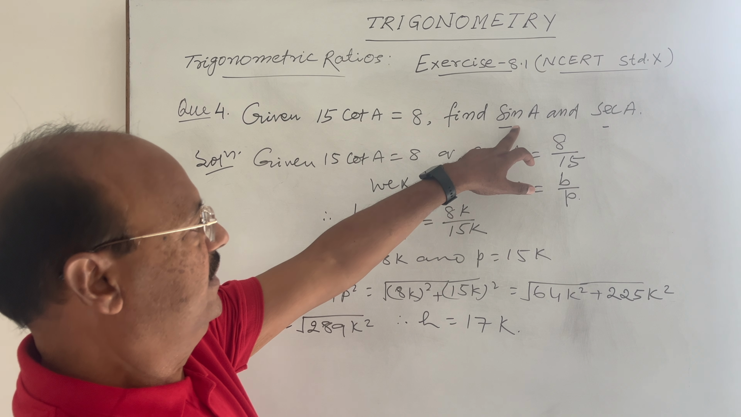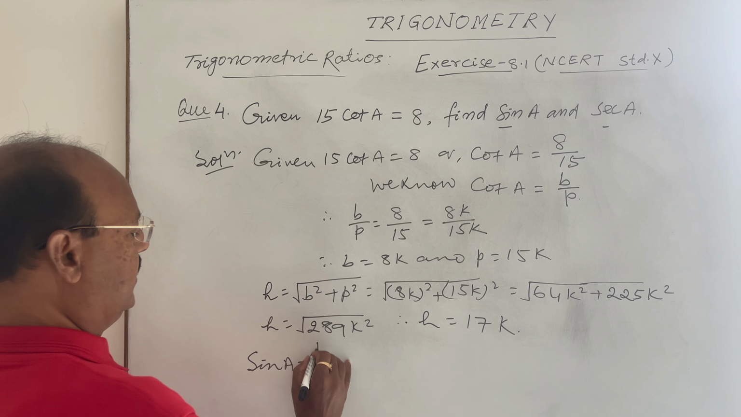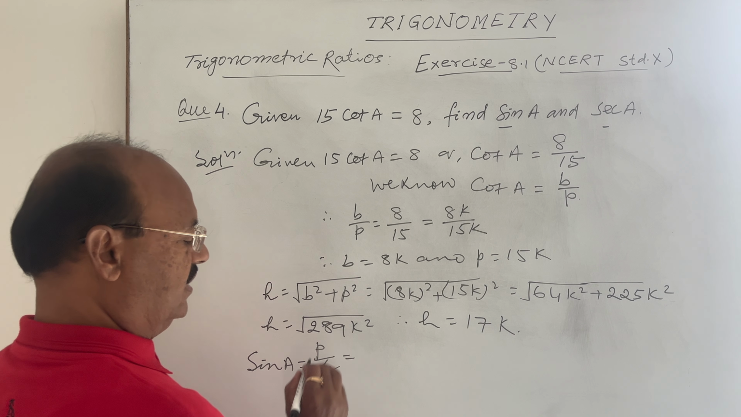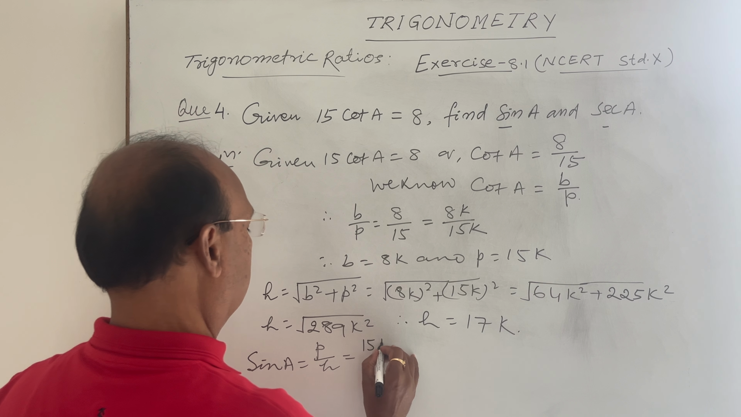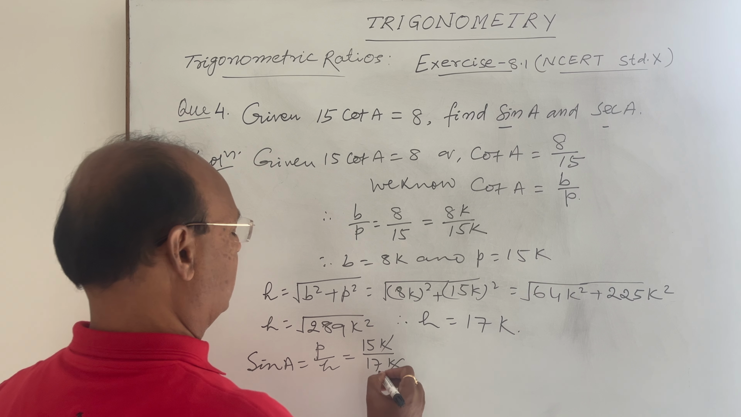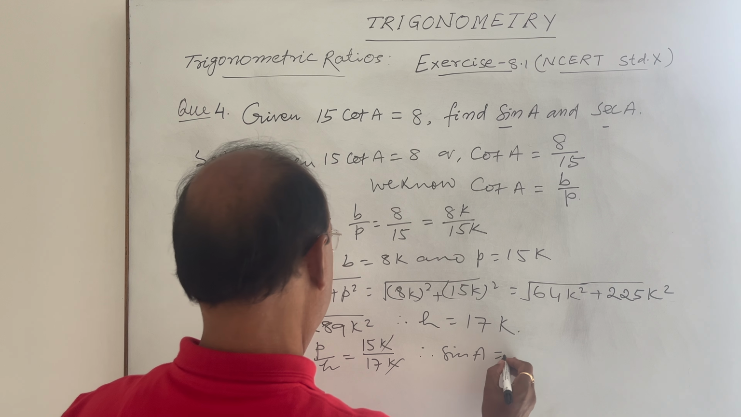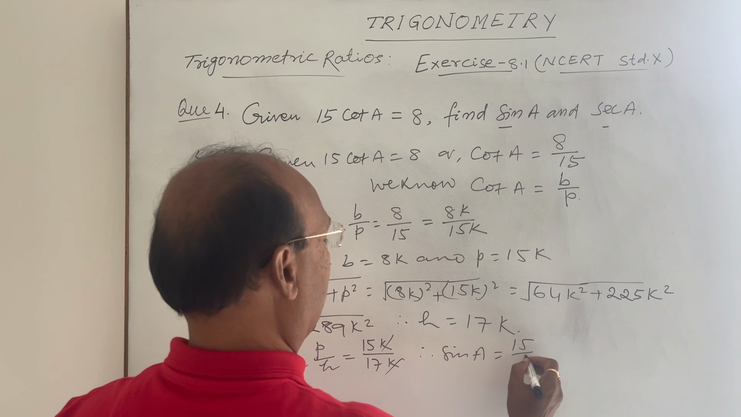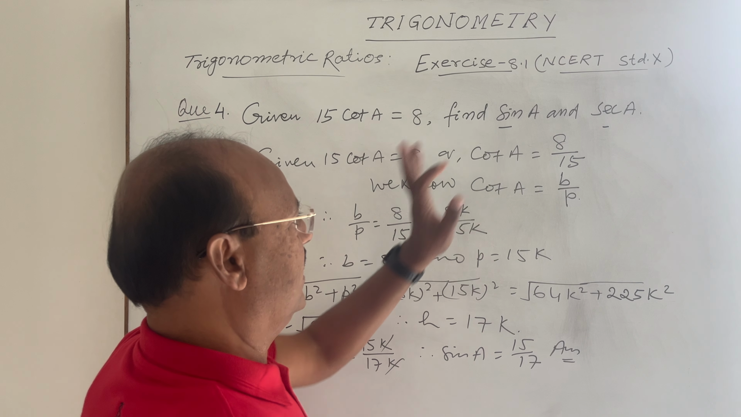Now let us find sine A. You know, sine A is perpendicular by hypotenuse. So perpendicular is 15k and hypotenuse is 17k. K will be cancelled out. So we are getting sine A is equal to 15 by 17. This is the answer, the value of sine A.